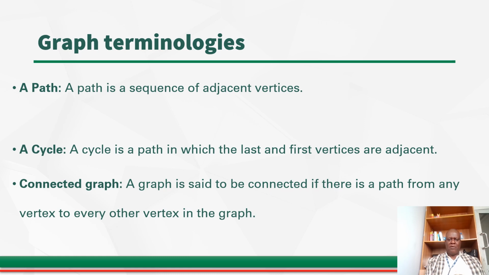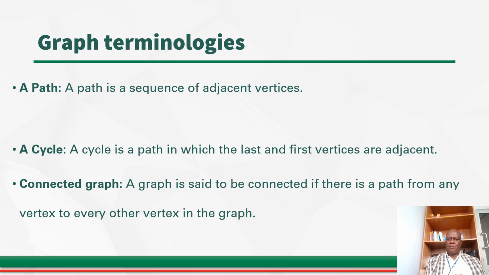A circle. Circle is a path in which the last and first vertices are adjacent. From the last to the first, you go, you come, you go, you come, it becomes a circle. Connected graph.